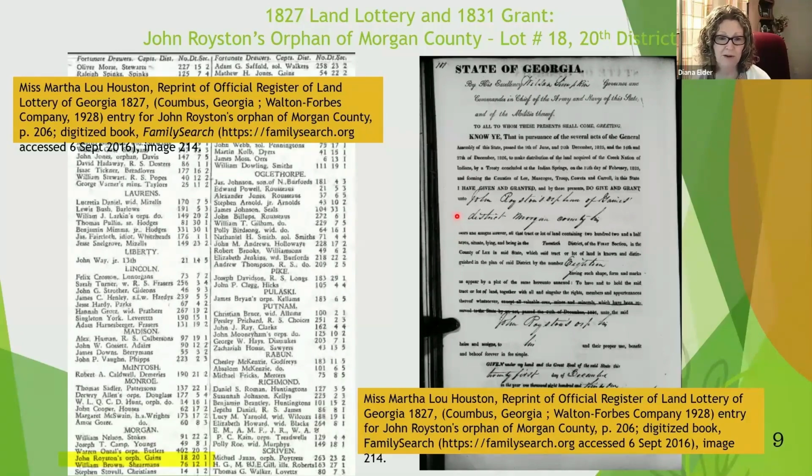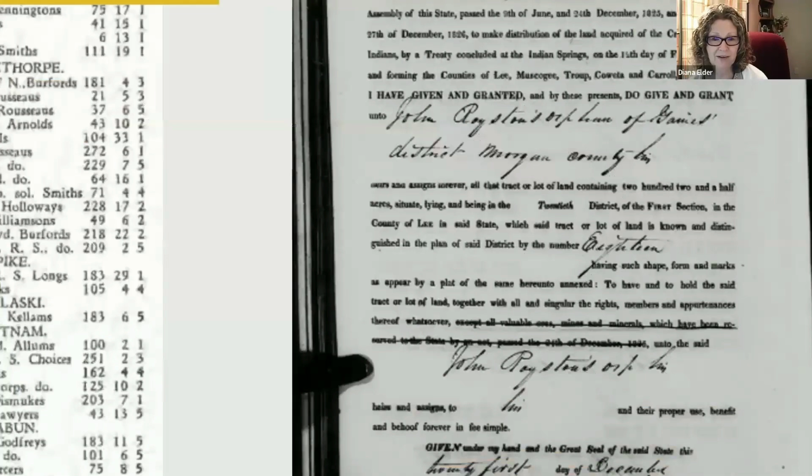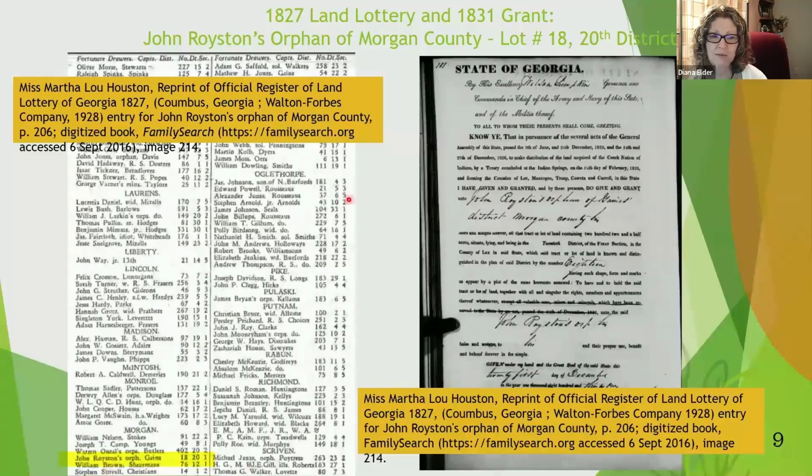But I was able to find the actual record in a book, and it looks like I actually have just the same citation there. So just ignore that because that's just a copy of that one. I actually do have a real citation in my log, but here we see that it is, yes, indeed, John Royston's orphan of Gaines District, Morgan County. So we've got the information, and this would be an original record.